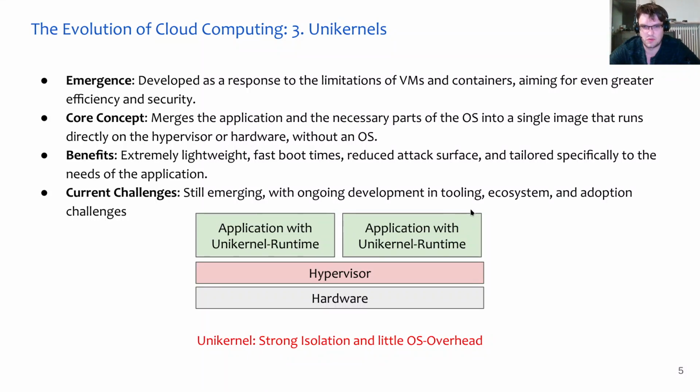Unikernels try to provide both strong isolation as well as little operating system overhead. By merging the application with the unikernel runtime, they try to minimize the size and overhead of these applications. As a result, we also get really fast boot times. It also has some security advantages, because these unikernels commonly only include what's needed for this one application. Therefore, they can be smaller than traditional operating systems.